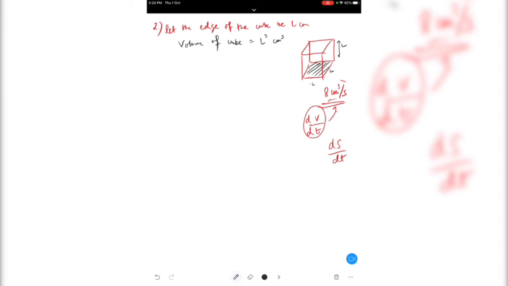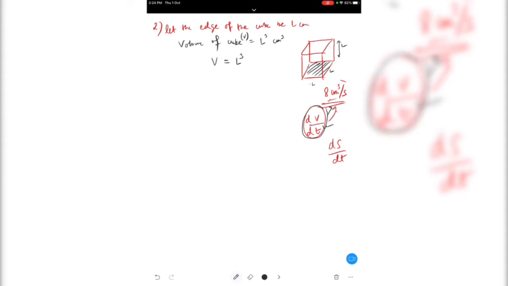Right? Now since the volume of the cube is L cube, I will write V here. Volume of the cube is V. So now the expression is V is equal to L cube. So we have to find what we know. dV/dt I know, right? So I know dV/dt.